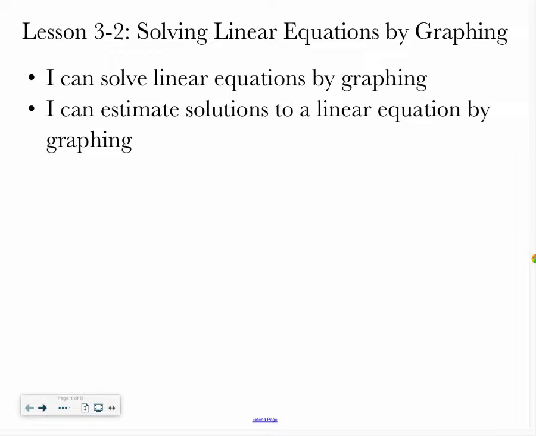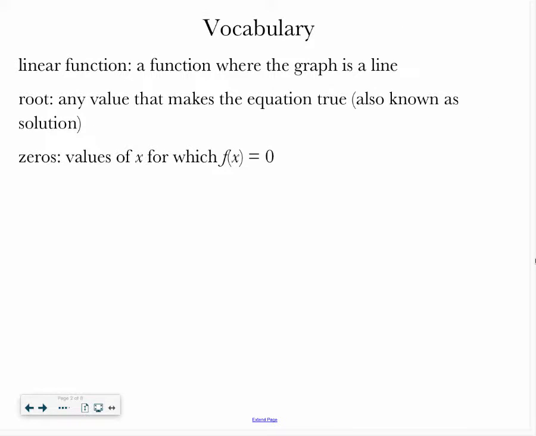So let's jump into some vocabulary. Just a reminder, a linear function is a function where the graph is a line. A root is any value that makes the equation true. A root is kind of another word for solution. Zeros are the values of x for which f of x equals 0. So whenever you plug a number in for x and you get a 0 out, then you end up with a 0 for the function.